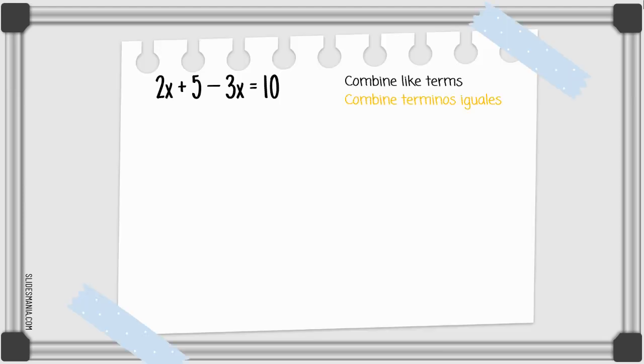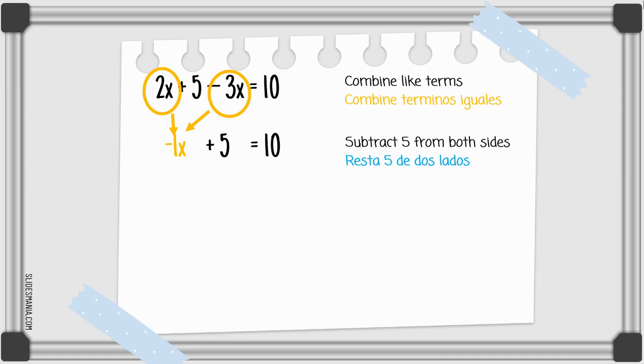First, we need to combine like terms. Los términos iguales. 2x minus 3x gets me a negative 1x. Next, I need to subtract 5 from both sides. Resta 5 de dos lados. This gets me negative 1x is equal to 5.